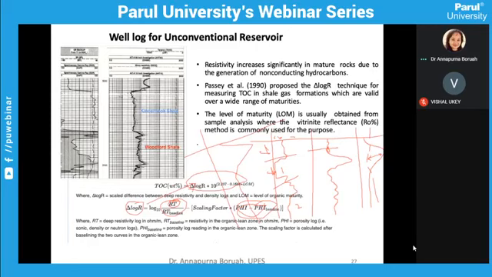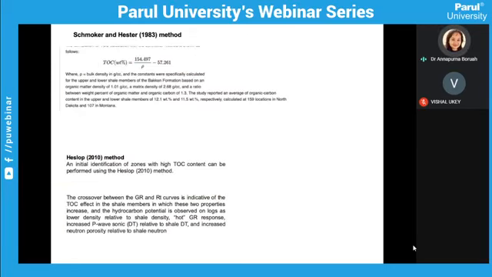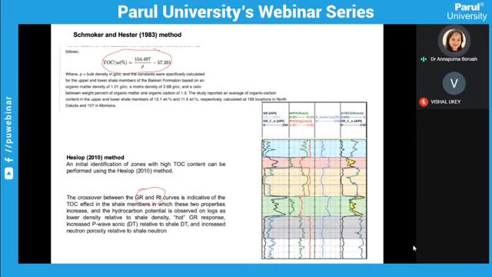After that, several researchers have developed different numerical formulas, like the Schmoker method. This is a very easy technique. Here only the density value is required. Using only the density log, you can calculate TOC. Then another method is the Hazlop method. Here gamma and resistivity logs are used. So you have to use the gamma and resistivity overlay, and using that you can identify the hot shales. Here you can see the gamma and resistivity overlay, and these are the zones where shale gas is present. Using gamma you can identify the shale formations. These are the shale zones, and other parts are sandstone.